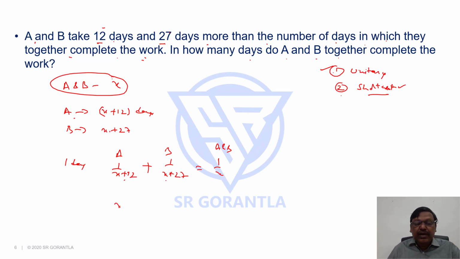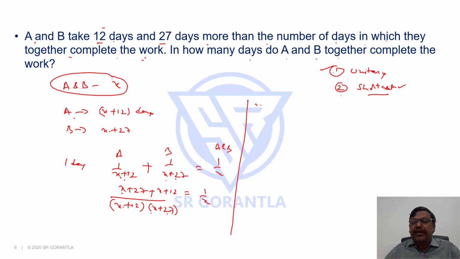When you simplify this algebraic equation, we'll get X value. See here. LCM, if I take X plus 12 into X plus 27, X plus 12 goes X plus 27 times, X plus 27 goes X plus 12 times, equals 1 by X. If you simplify, this is 2X plus 39 by, if I multiply these two, we'll get X square plus 12X plus 27X, 39X plus 12 into 27, 324. Equals 1 by X.